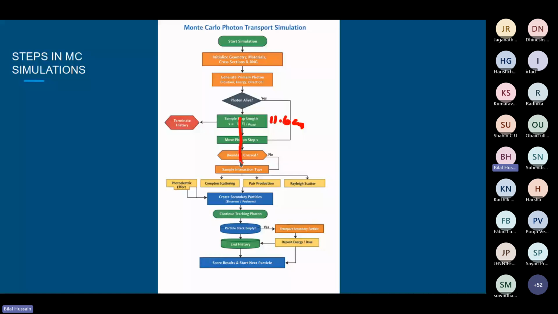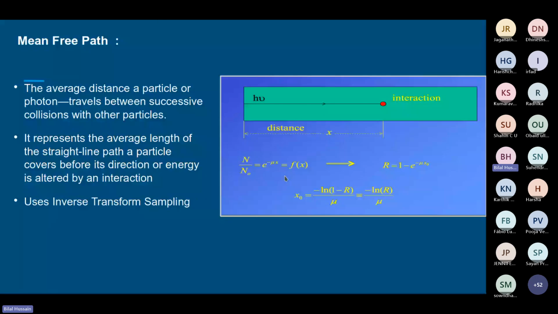Okay. Now the next step is to sample the interaction time. The first step of sampling is mean free path sampling, in which I generate a random number. I use the inverse transform sampling method, generating one random number in the range of 0 to 1.